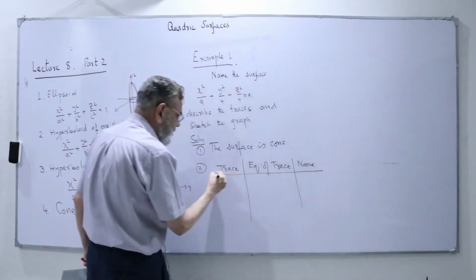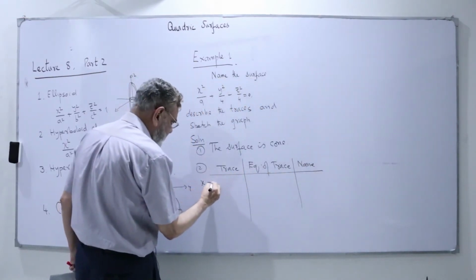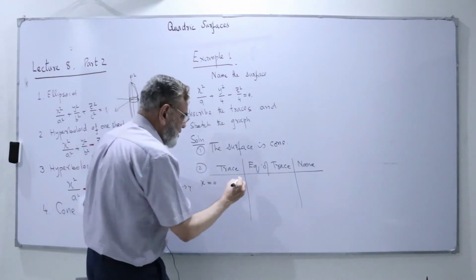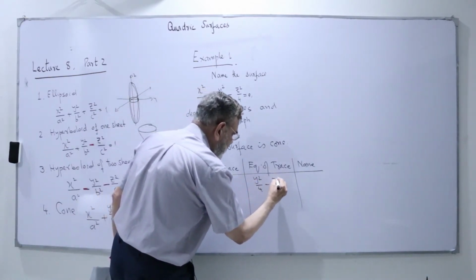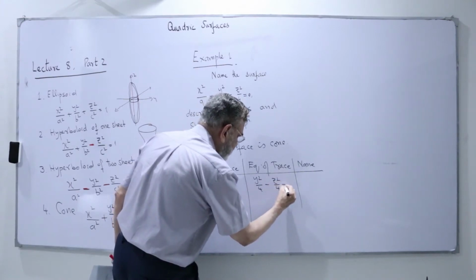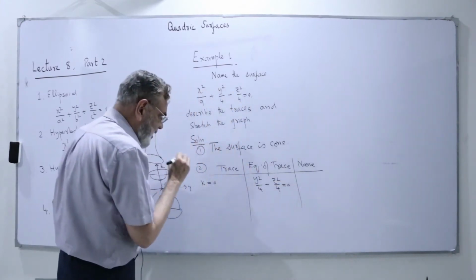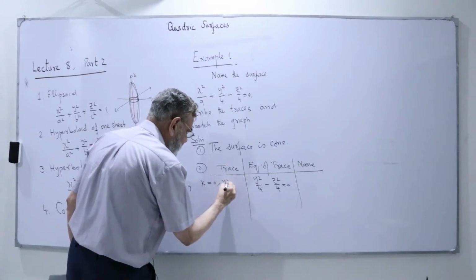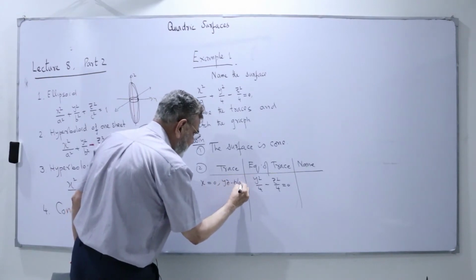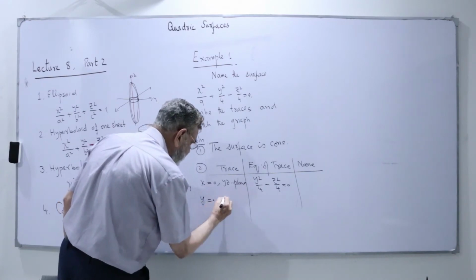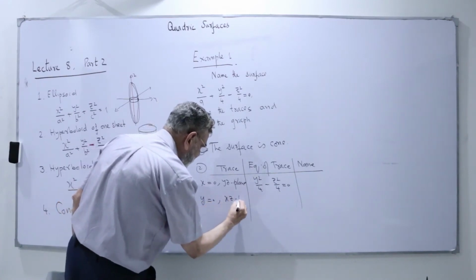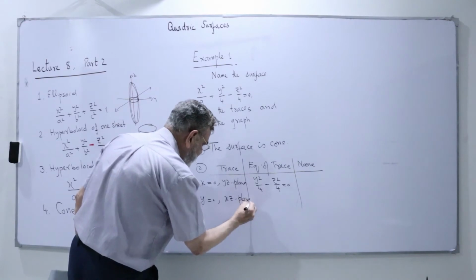So we can see it here. We take x equal to 0. When we take x equal to 0, we get the equation y square over 4 minus z square over 4 equal to 0. This is in the yz plane. This is part number 1. Number 2, y equal to 0. This is the xz plane, and in the xz plane we get y equal to 0.